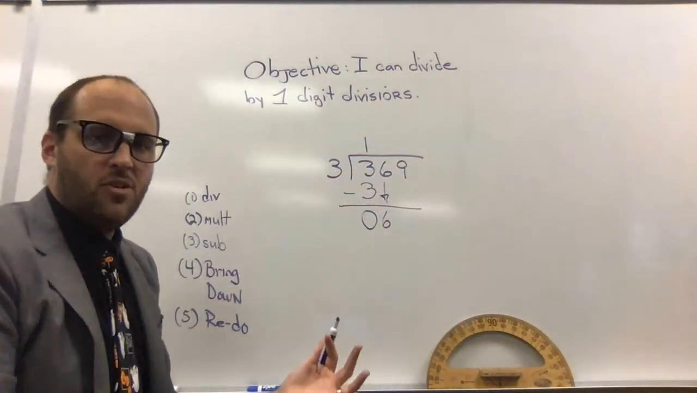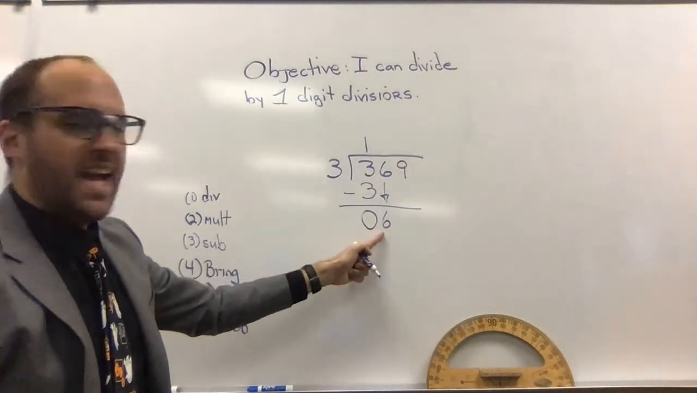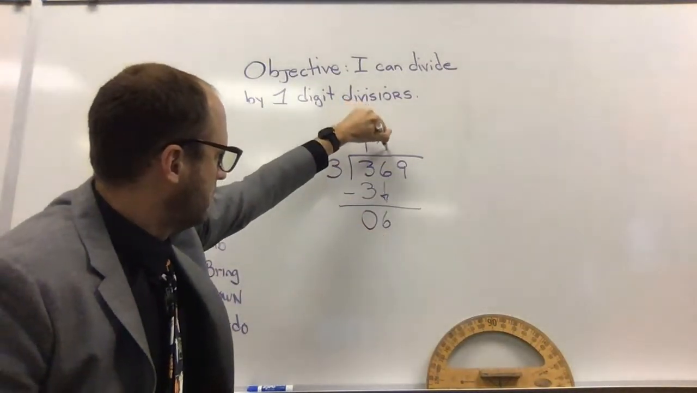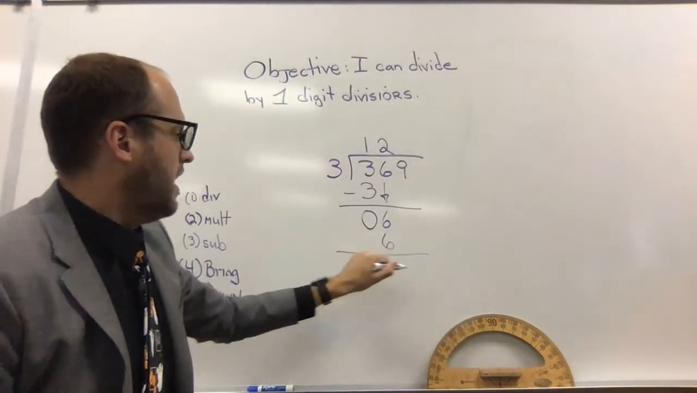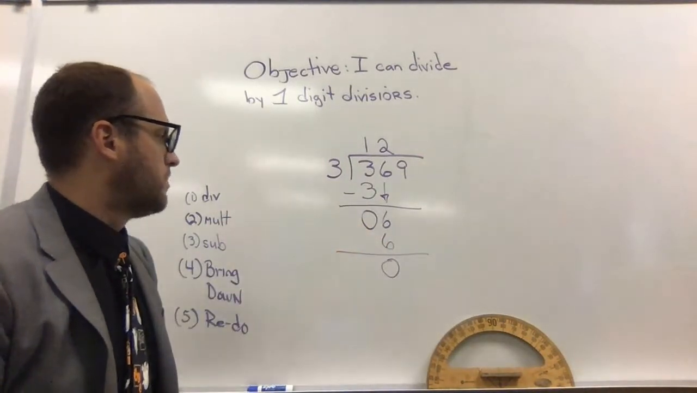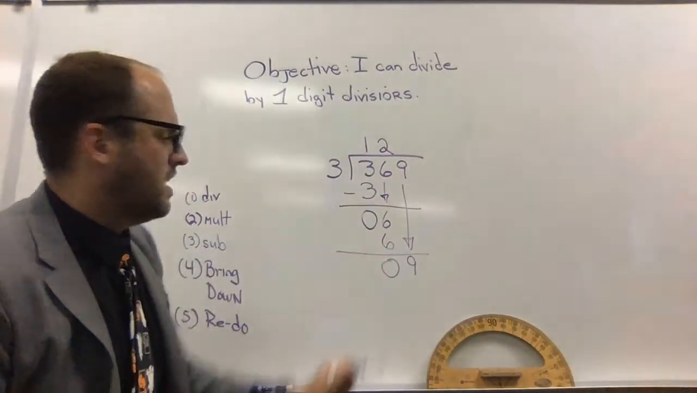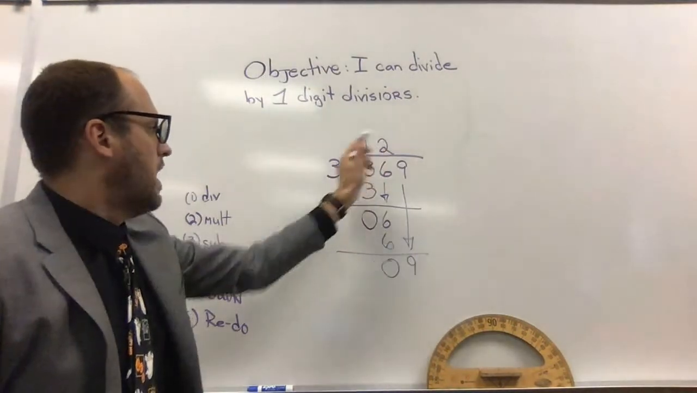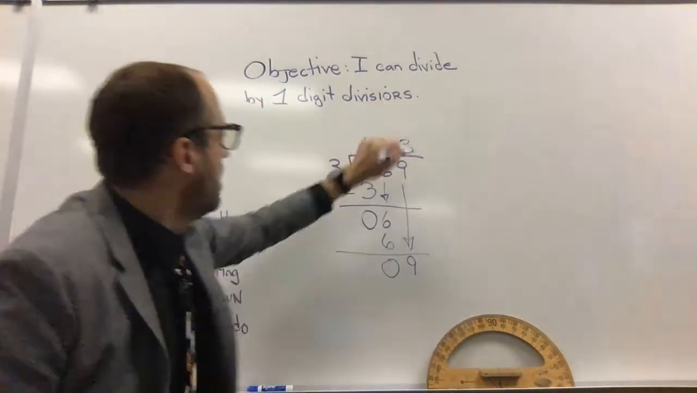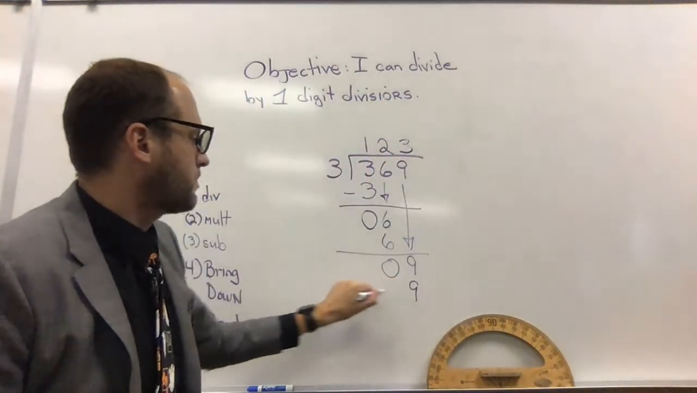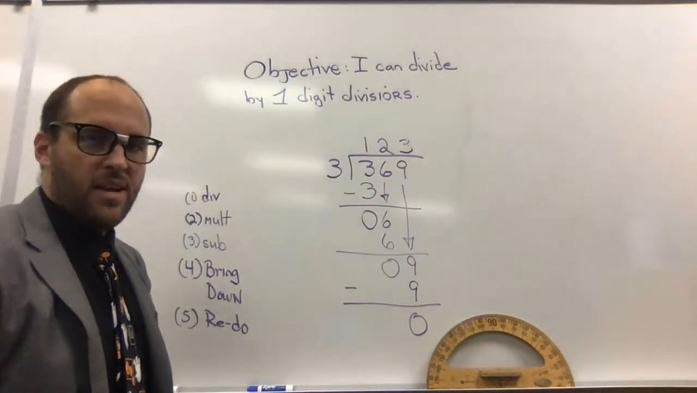And now I have to redo because I still have more digits to solve. How many groups of 3 can I get into 6? That would be 2. 2 times 3 is 6. And 6 minus 6 is 0. 0 is smaller than 3, so I bring down the 9. And now I redo one more time. How many groups of 3 can I get into 9? That would be 3. 3 times 3 is 9. 9 minus 9 is 0. And we have a remainder of 0 here.